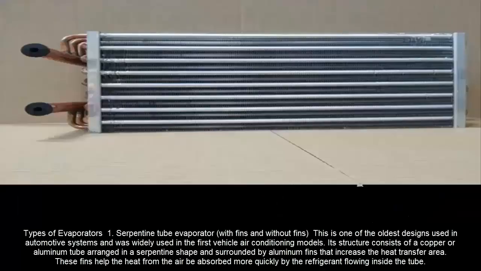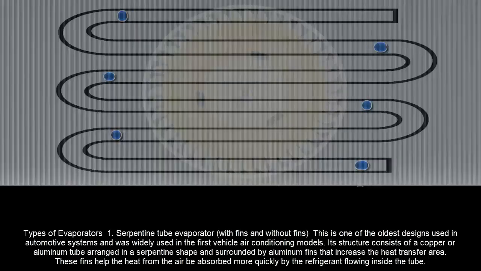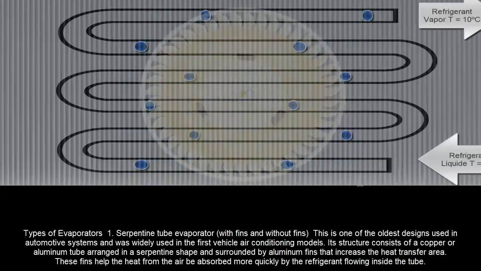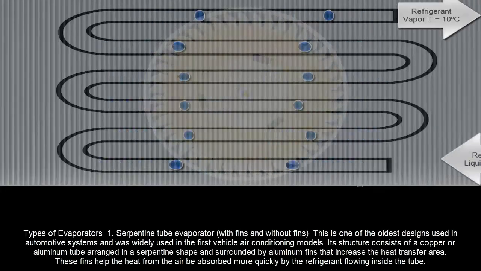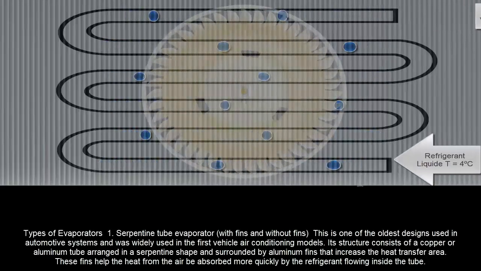Types of evaporators. 1. Serpentine tube evaporator, with fins and without fins. This is one of the oldest designs used in automotive systems and was widely used in the first vehicle air conditioning models. Its structure consists of a copper or aluminum tube arranged in a serpentine shape and surrounded by aluminum fins that increase the heat transfer area. These fins help the heat from the air be absorbed more quickly by the refrigerant flowing inside the tube.